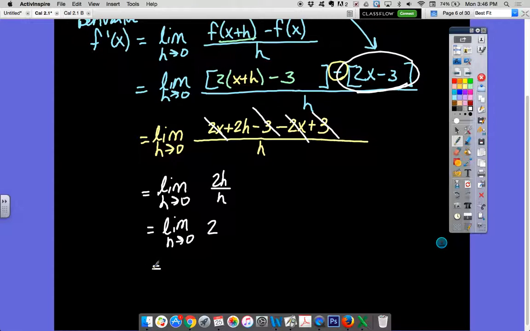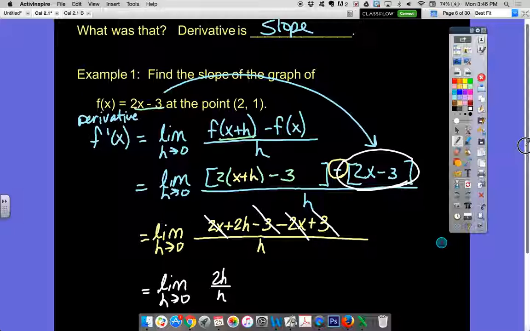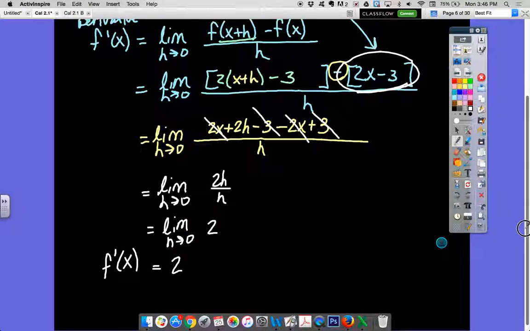There's no substitution needed, anything. The rule for evaluating the limit of a constant says it's just that constant. Now notice what we've got. If we bring this down, we are saying that the derivative of the function is 2. It's not even like an equation or something. So we come over here and it said to find the derivative at (2, 1).